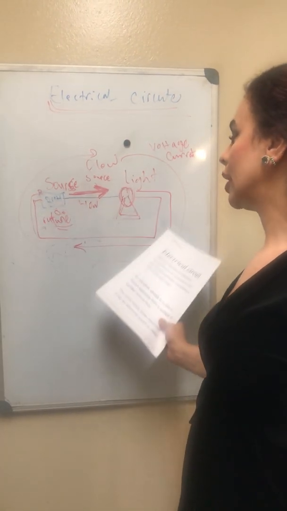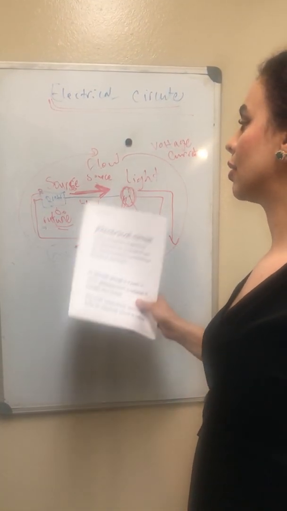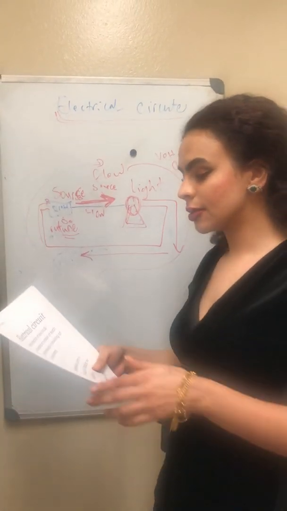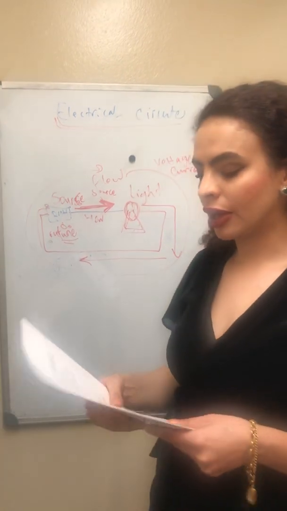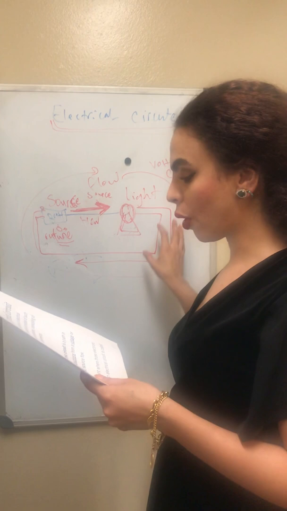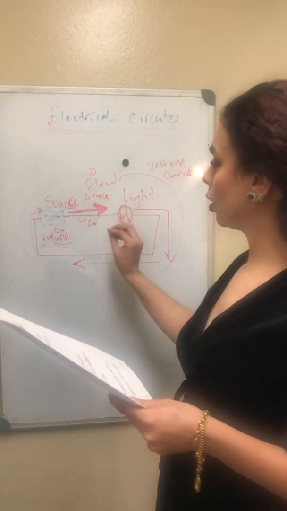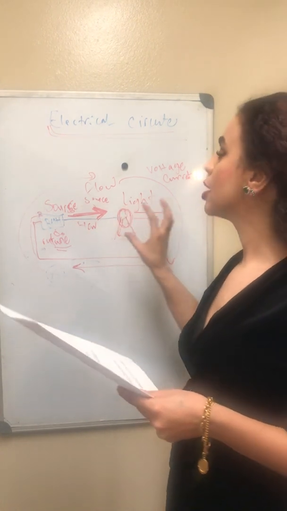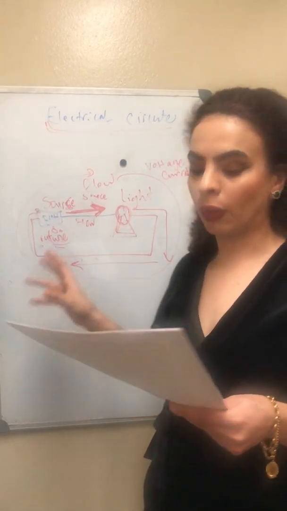So the electrical circuit is a simple circuit which contains a source, a light, and a wire. When we connect everything together, the light is going to light up. That's because the electrical circuit is a path in which the electrons from the voltage source, here the battery or current source, keep flowing.